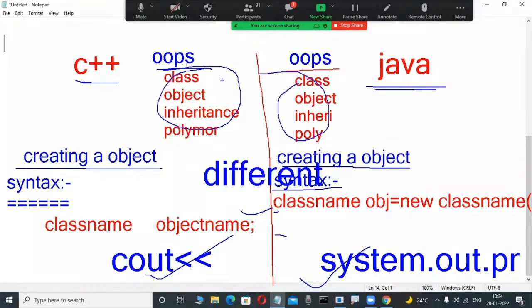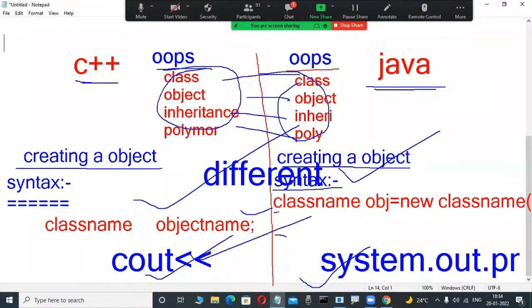Same. OOP concepts are the same. What is a class? What is an object? What is inheritance? What is polymorphism? Same. But syntactically totally different. Why? Because those are two different languages, two different products from different companies. That's why the functions are different, and the syntax is also different.